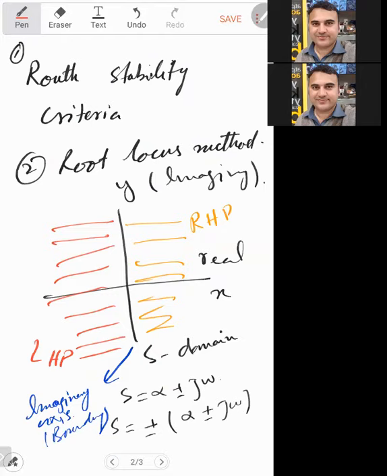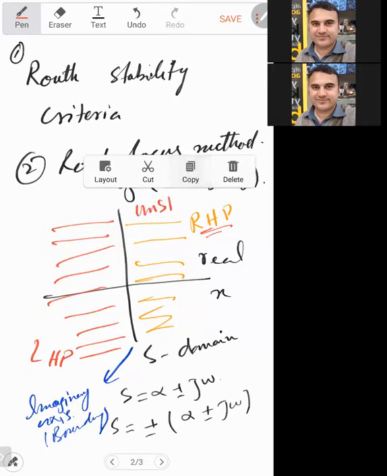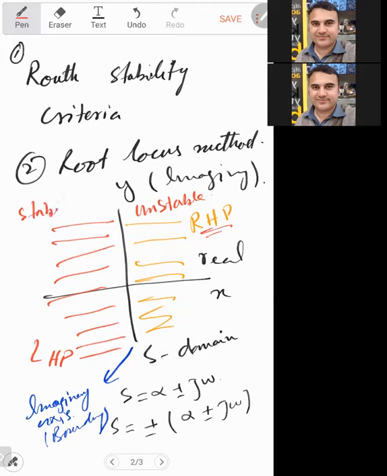Now, coming back to this slide, for any pole that lies in the right half plane, on the positive side of the imaginary axis, we say that the system is unstable. And if we are on the left hand side of the imaginary axis, then we are saying that the system is stable.